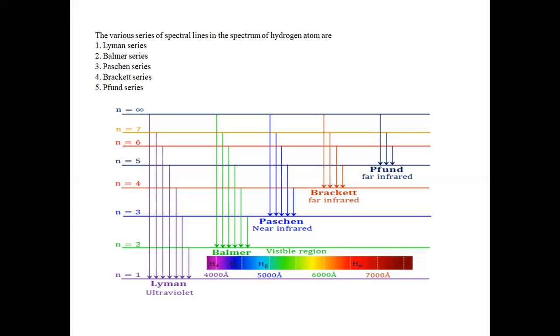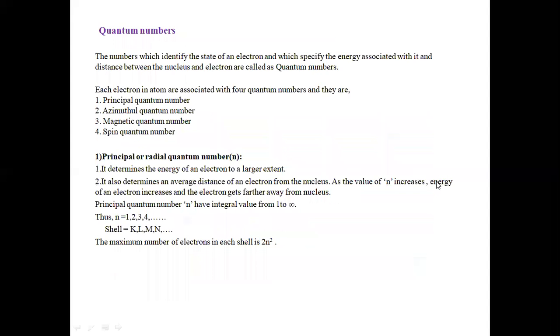And this is about the hydrogen atom spectrum. First we have seen the origin of the hydrogen atom spectrum, and next the various series in the hydrogen atom spectrum. Next we'll move to the quantum numbers.